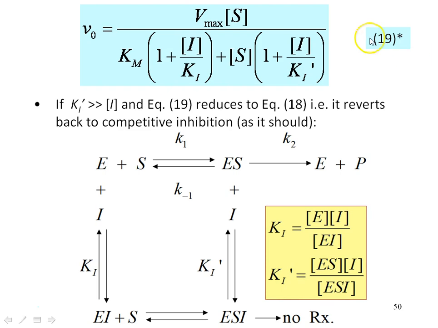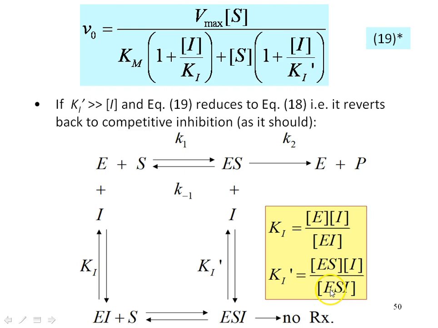So here, as I often do, the blue equation comes from the previous slide, and I want to show you that when Ki prime is very, very large compared to the concentration of inhibitor, the equation will revert back to the competitive inhibition case, as it should. And by this I mean the following. If Ki prime is very large, what is Ki prime? Ki prime is the dissociation constant of the enzyme substrate inhibitor complex. If it is very large, it means that the numerator is far greater than the denominator.